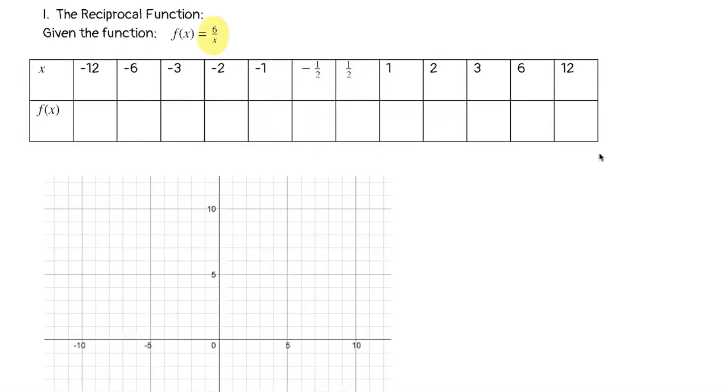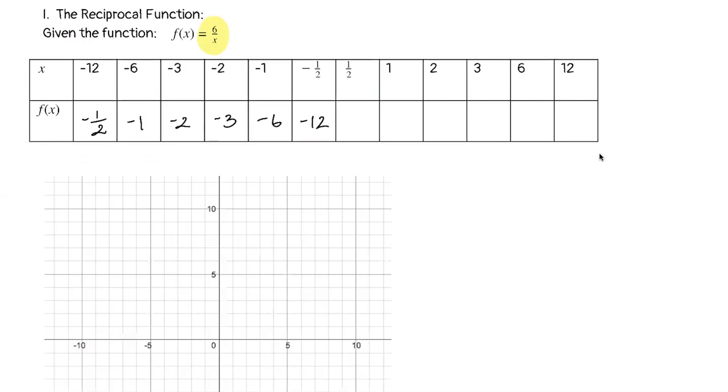So if we plug in -12, we get 6 over -12, which reduces to -1/2. If we plug in -6, we'll get -1. If we plug in -3, we'll get -2. If we plug in -2, we'll get -3. If we plug in -1, we'll get -6. Now, if we plug in -1/2, 6 divided by -1/2 is -12.